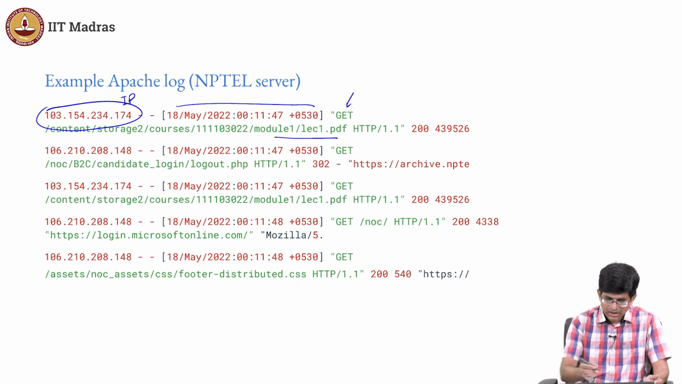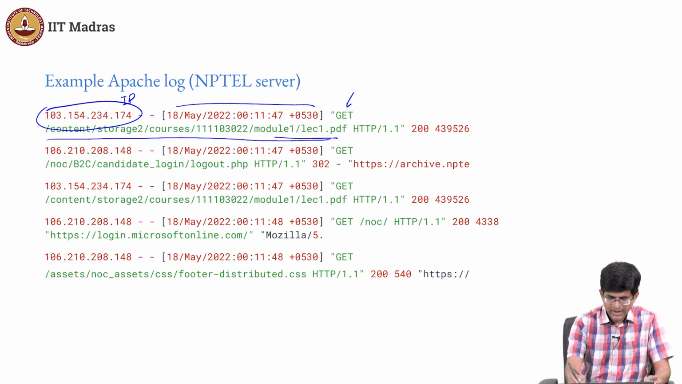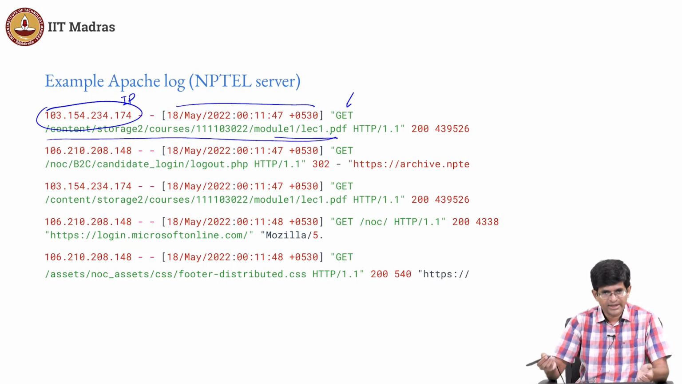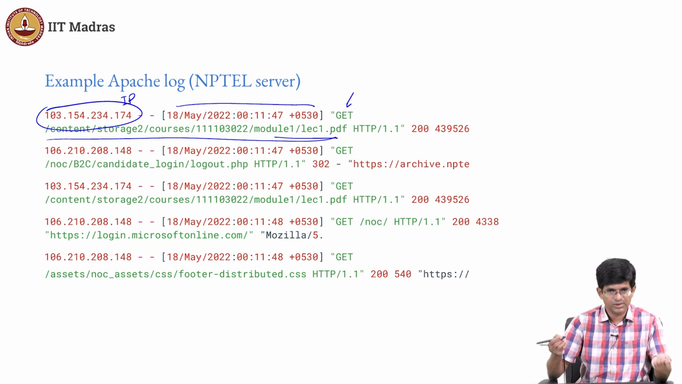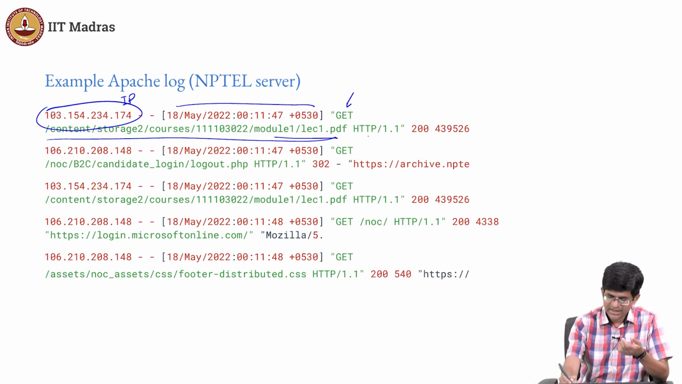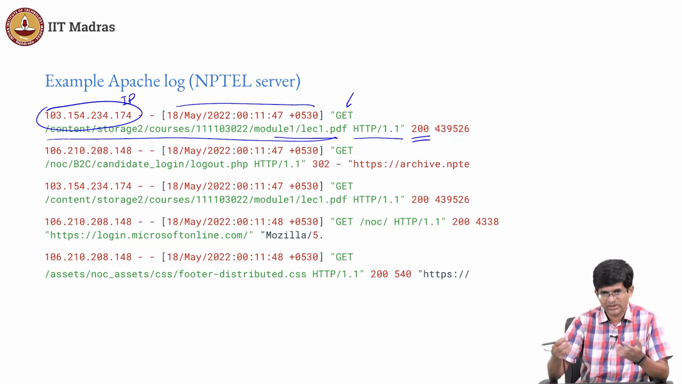This long string out here is the actual path to the file. Literally what it's going to do is go look up that thing. The server has to go fetch that file and send it back. There is some additional information such as which version of the HTTP protocol is being used. There is this 200 out here, which is the status code, saying did it succeed or not. This, I believe, is the number of bytes that were returned.